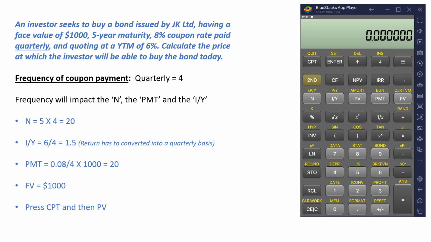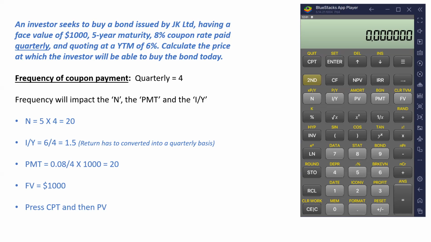Now let's try a different question. An investor seeks to buy a bond which is issued by JK Limited, having a face value of $1000, 5-year maturity, 8% coupon rate, which is paid quarterly. It is quoting at a YTM of 6%. So in this question, we have to calculate the price at which the investor will be able to buy the bond today. So they have not given us the present value.